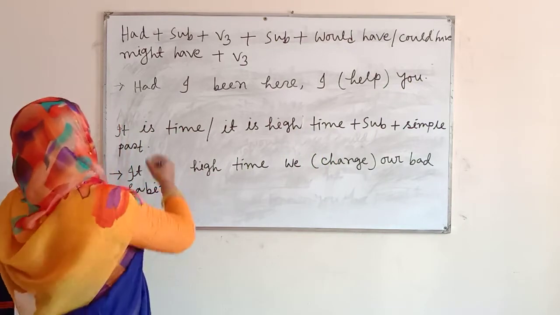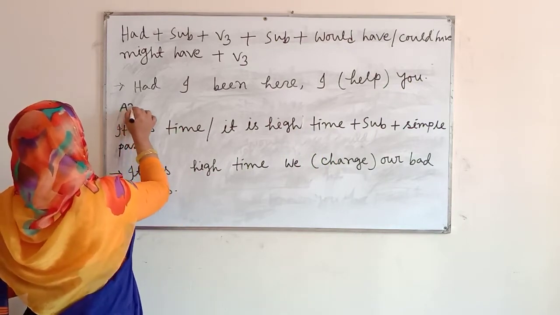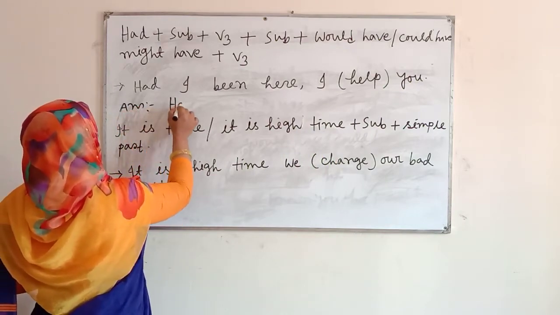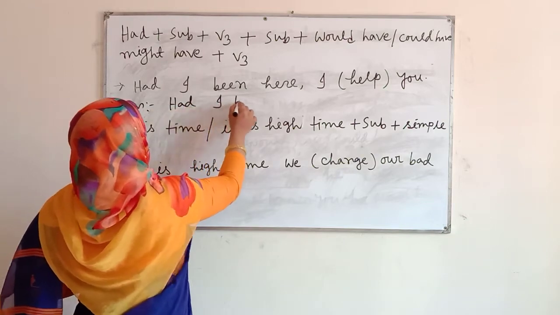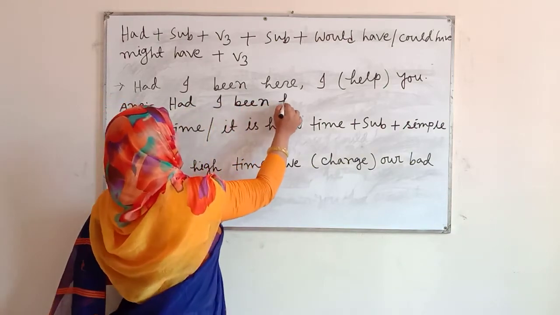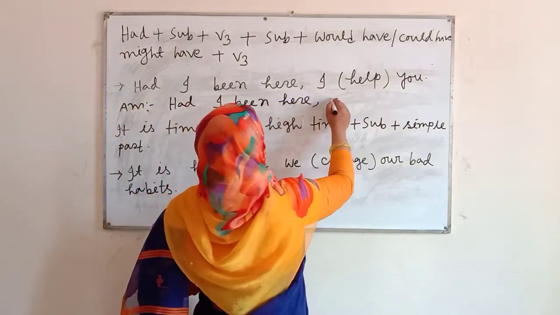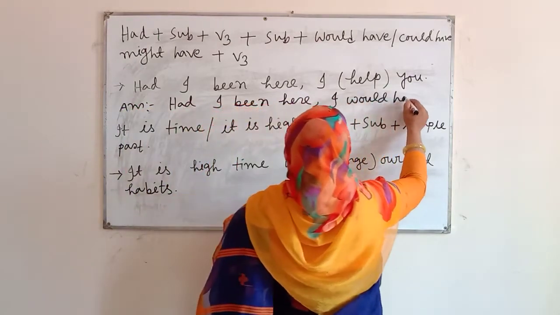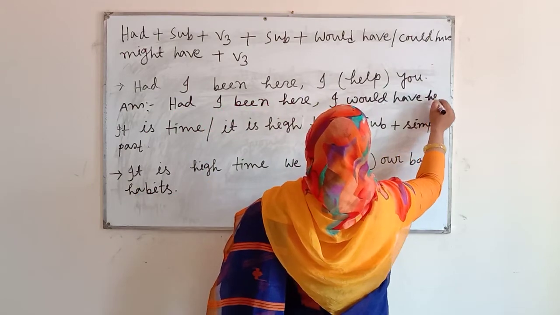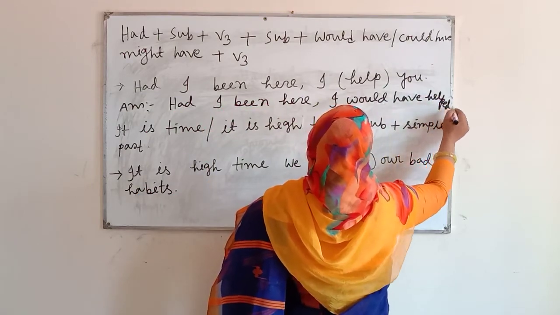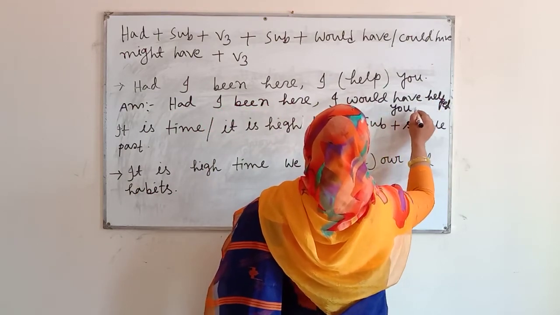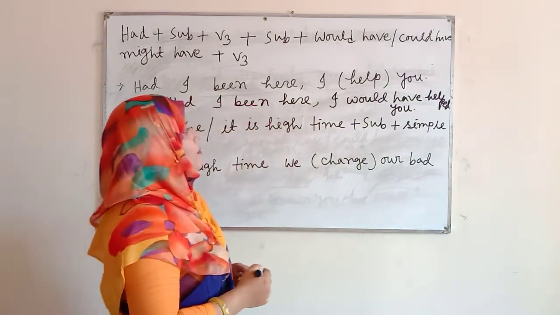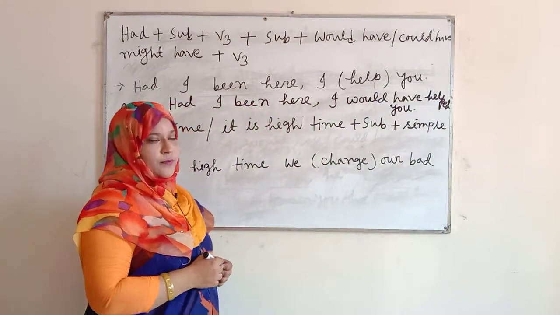Now let's write our answer. Had I been here, I would have helped. I would have helped you. would have এর পরে ভার্বের past participle.